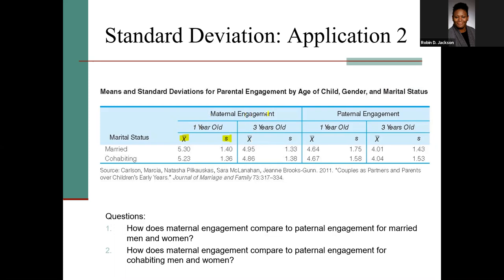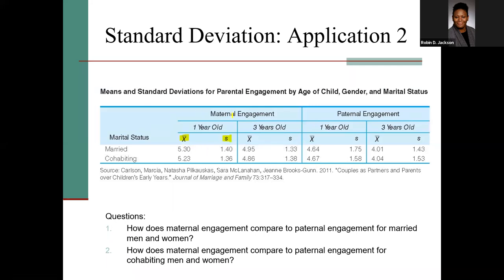So you have your maternal engagement. Basically, how involved or how engaged is the mother with the children, okay, based on the age of the child and their marital status. So this row right here is for all the married folks, okay? This is all of the married people.